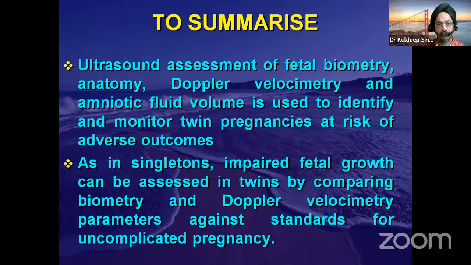So to summarize, the ultrasound assessment of fetal biometry, anatomy, Doppler velocimetry, and amniotic fluid volume, all this is important, but the amniotic fluid volume, the moment you're putting in your probe, that eyeballing has to tell you, should I be worried about something or not. It is used to identify and monitor twin pregnancies at risk of adverse outcomes. As in singletons, impaired fetal growth can be assessed in twins by comparing biometry and Doppler velocimetry against the standards for uncomplicated pregnancy.